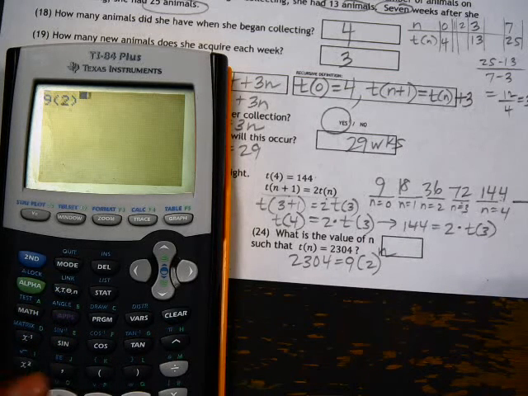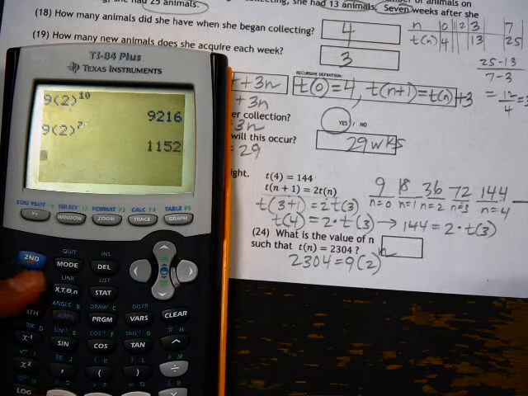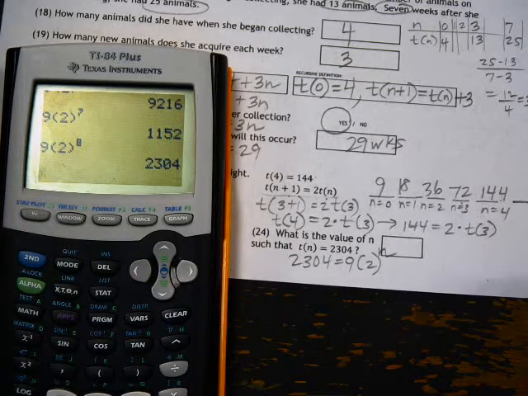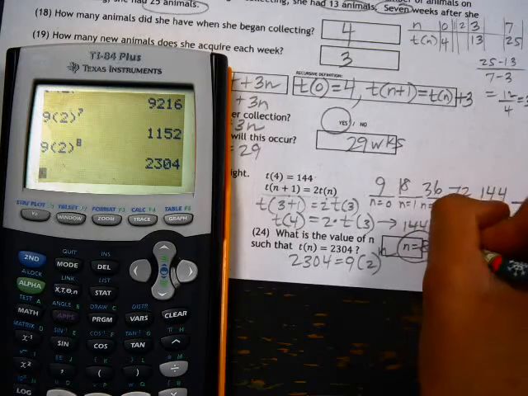So let's say you think it's the 10th term. That's way too large of a number. So I'm going to decrease my exponent here. I'm going to say the 7th term instead. Okay, that's too small. So I'm going to guess somewhere between 7 and 10. And it ends up being 8. So n equals 8.